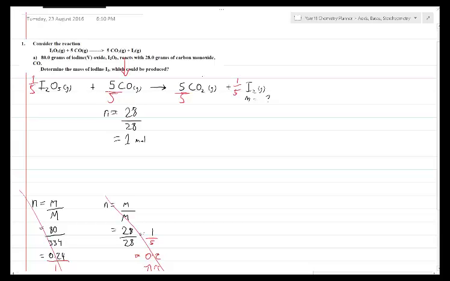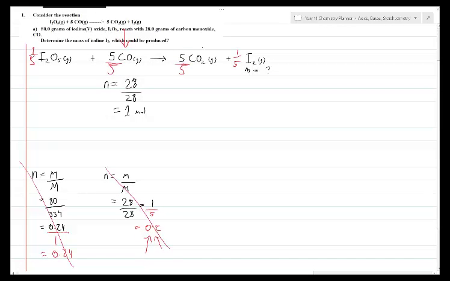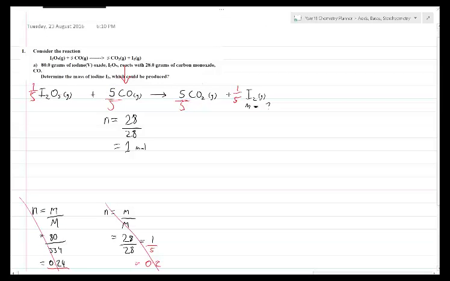Okay, don't get confused. That's why I've got you to cross this stuff out down the bottom, because some people are using that 0.2 and you can't use that. So the number of moles we have of carbon monoxide is 1.